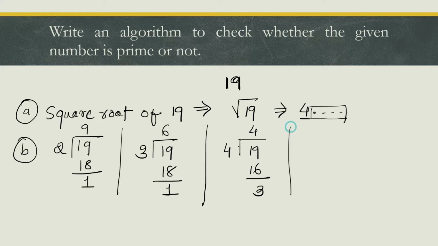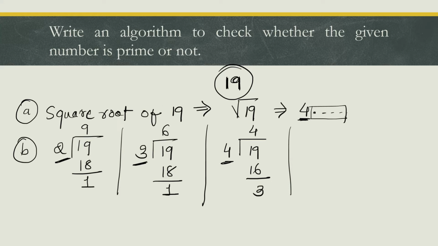But then we do not need to divide 19 by 5, because whenever you want to know whether the given number is prime or not, you must divide that number from 2 to the square root of that number. You can see the square root, right? If the given number is not completely divided by 2, 3 and 4, then this number is a prime number.